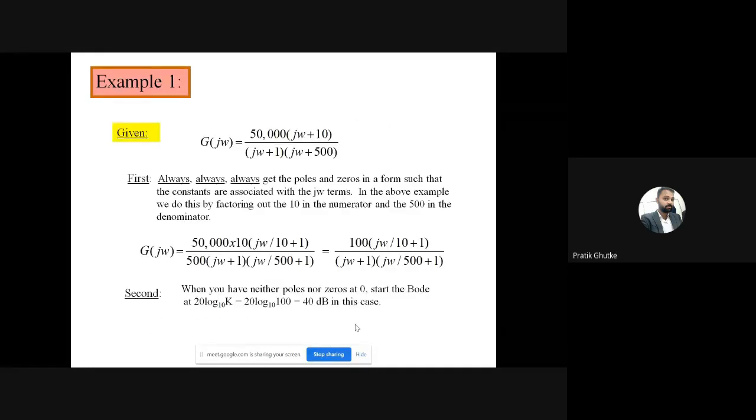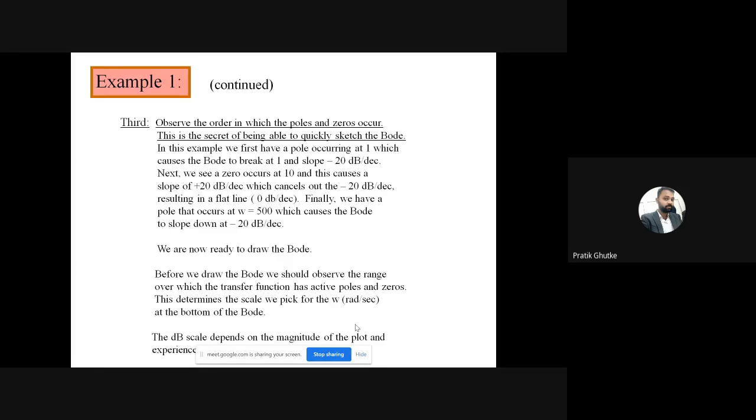So we will see that in upcoming slides. First of all, I have to calculate the 20 log of 100 line. So it is coming to 40 dB. So the first step is over. I have got the 40 dB line. Now what is the next step?